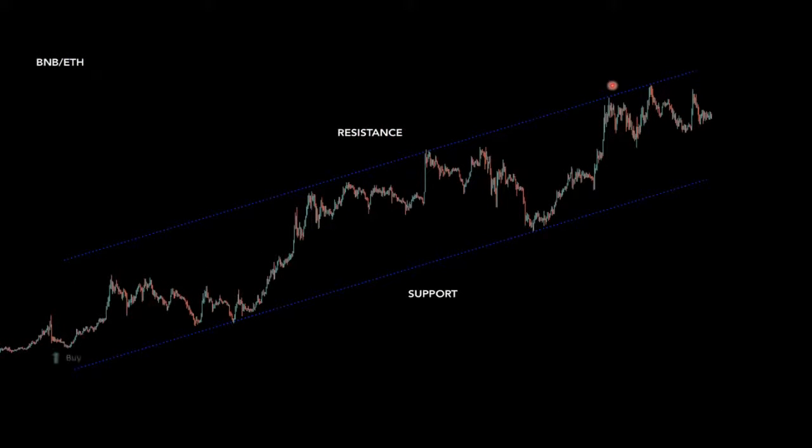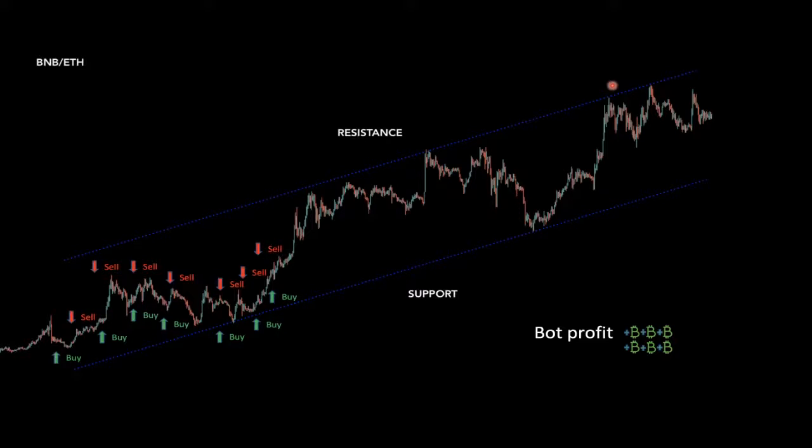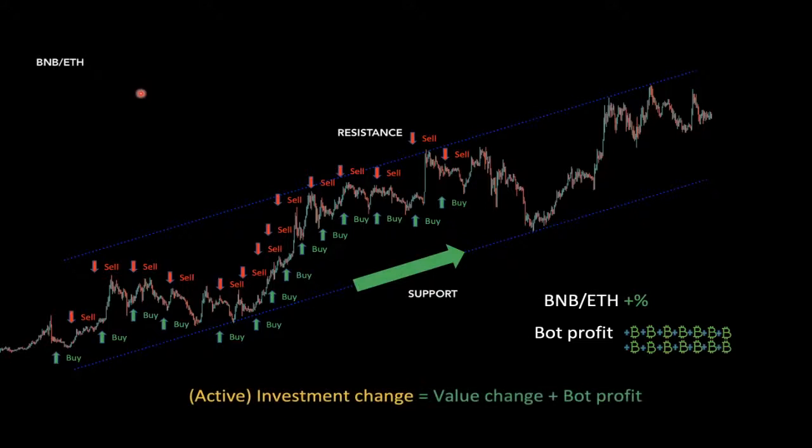So on the rising market, you are not only affected by the bot profit. The bot, as I already mentioned, regardless of the market direction, will always find these opportunities to buy low and sell high. By that it will ensure a stable, consistent profit inflow into your pocket. But as well, the value change of your base currency, that's BNB trading to Ethereum, BNB is also appreciating on the rising market. So in this case, you have this double effect, and that's what I call active investment change. Because you have the value change, which is appreciating on the rising market, and the bot profit, consistent profit inflow. And that's once again what I call active investment change.